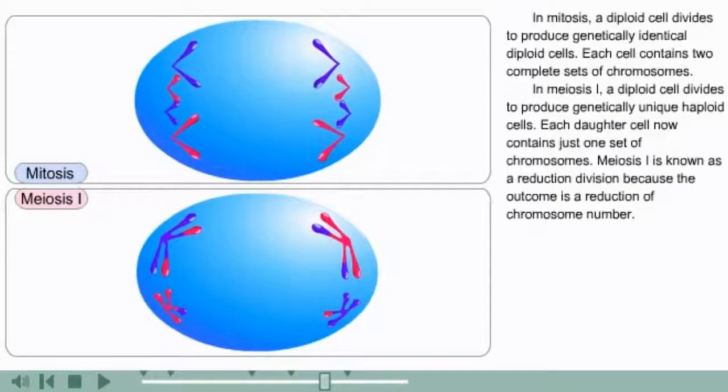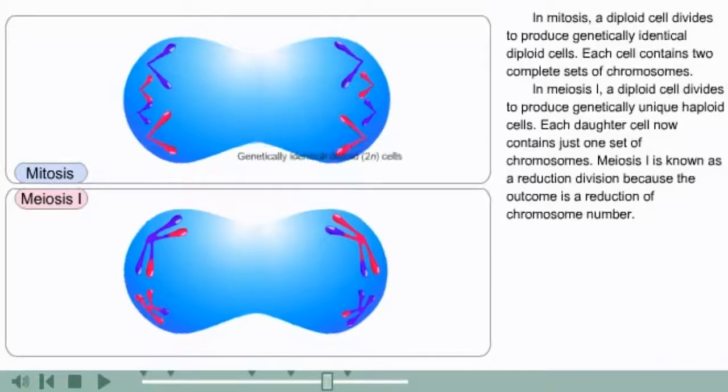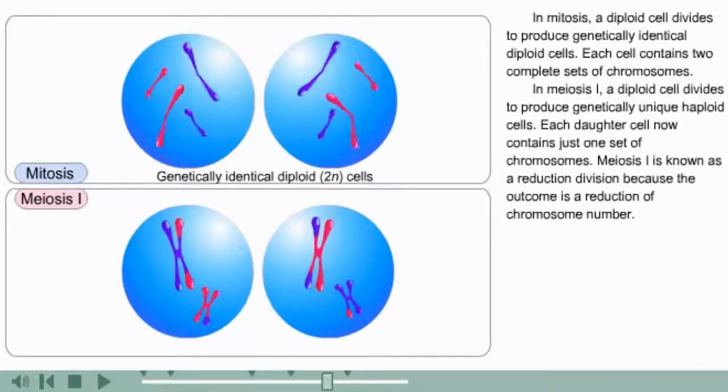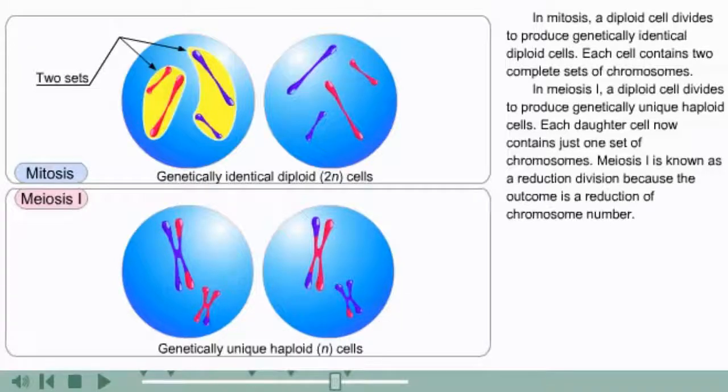In mitosis, a diploid cell divides to produce genetically identical diploid cells. Each cell contains 2 complete sets of chromosomes. In meiosis I, a diploid cell divides to produce genetically unique haploid cells. Each daughter cell now contains just one set of chromosomes. Meiosis I is known as a reduction division because the outcome is a reduction of chromosome number.